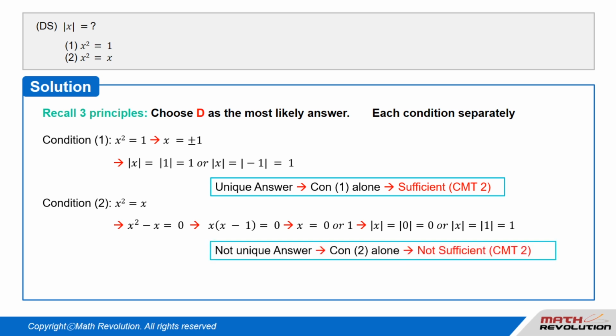The answer is not unique, so the condition is not sufficient by the common mistake type 2, which means that the number of answers must be 1. Condition 1 alone is sufficient. So, A is the correct answer.